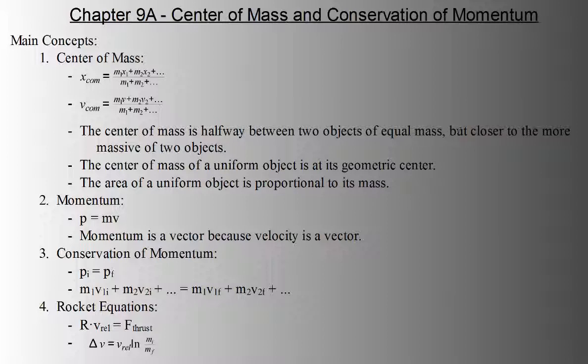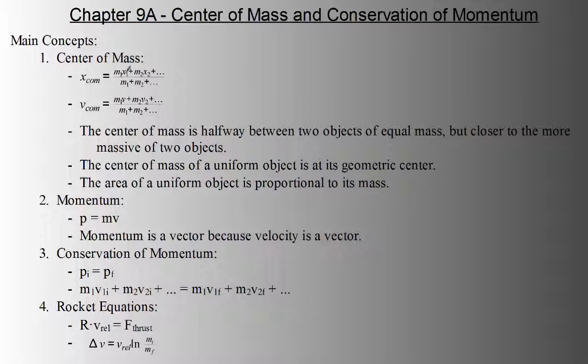But the center of mass is closer to the more massive of the two objects. So take something like your calculator or an eraser and put it on one end of the ruler. You'll notice your finger has to move much closer to the calculator in order to balance the meter stick now. The center of mass of a uniform object is at its geometric center, and I'll go into more detail about that with a picture.